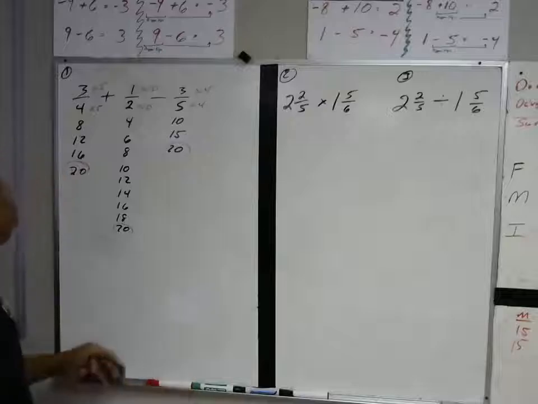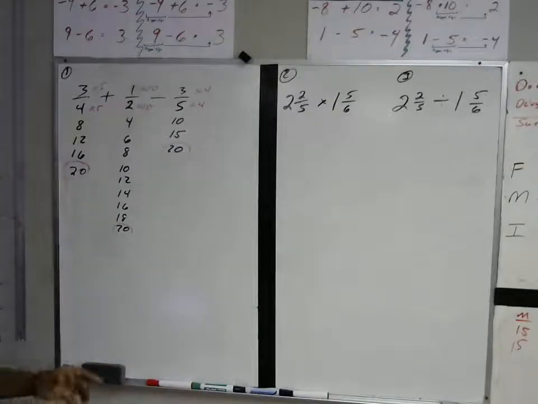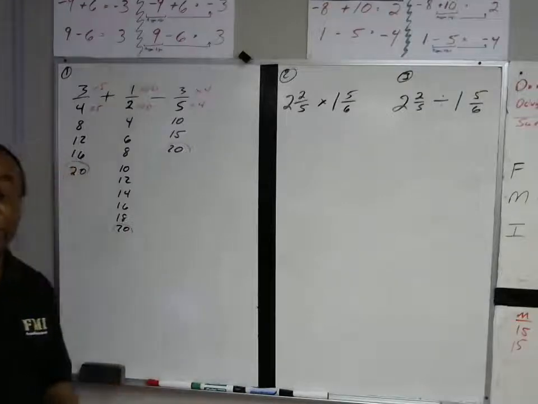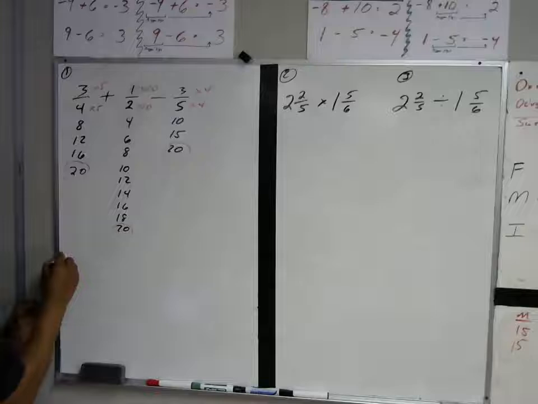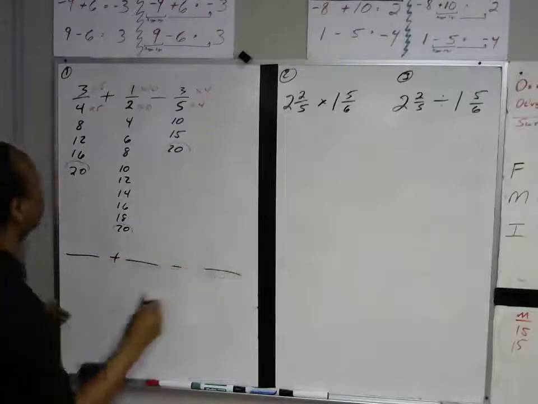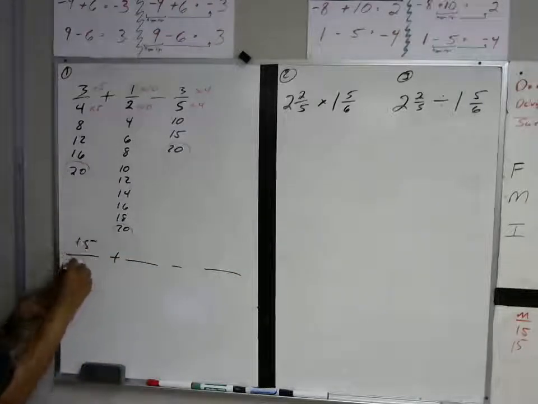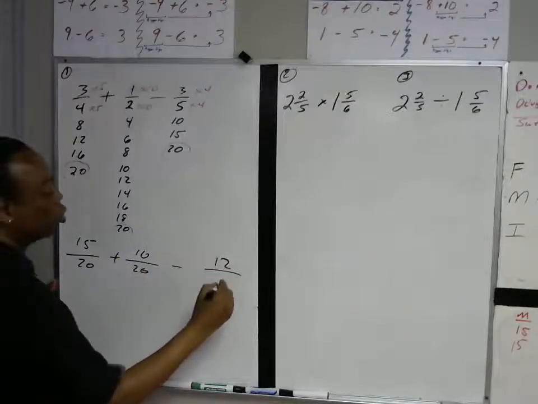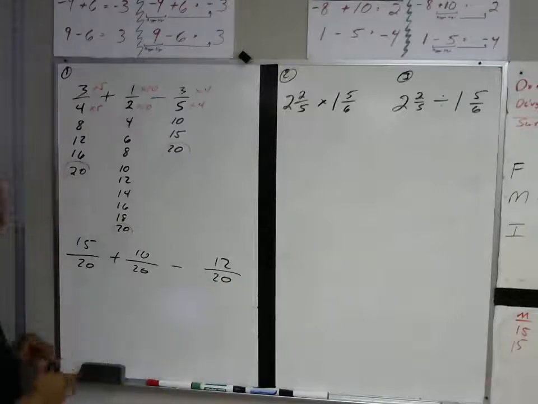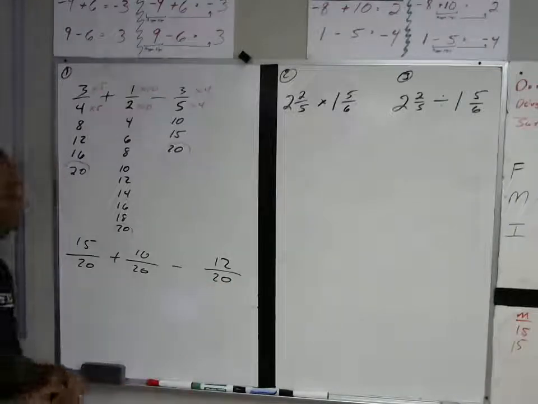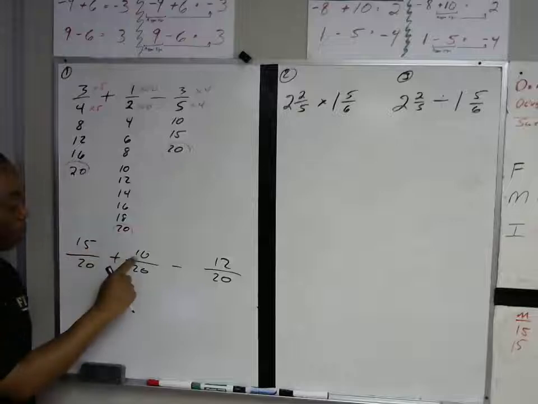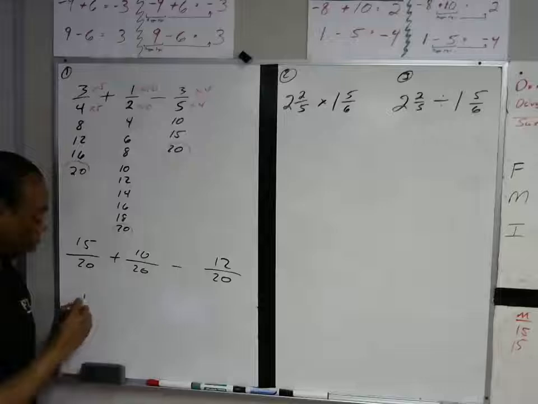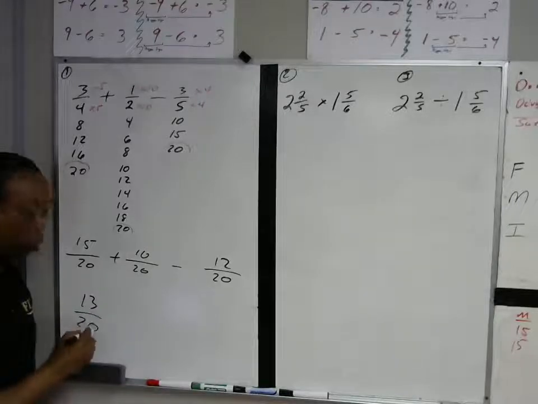So we're going to multiply 3 times 5, 4 times 5, 1 times 10, 2 times 10, 3 times 4, and 5 times 4. Here are the answers. 15, 20, 10, 20, 12, 20. So when I add my 15 and my 10, I'll get 25. I subtract 12 from that, I'll get 13. And this will all still be over 20.